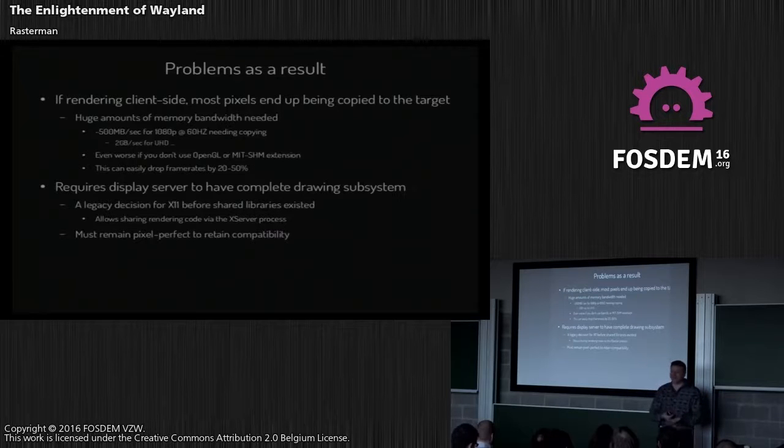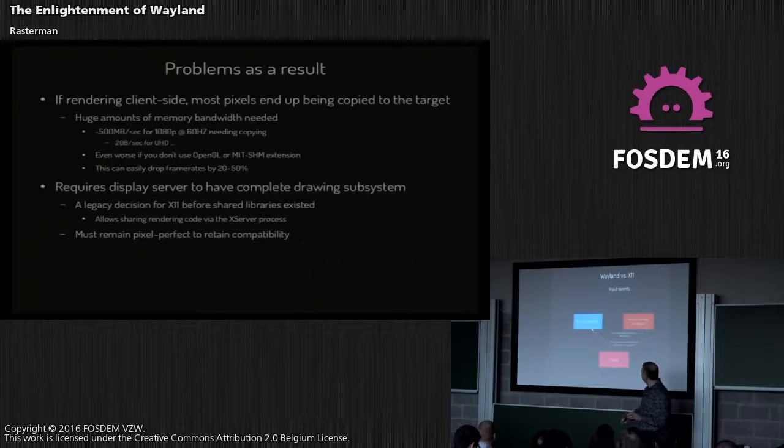One of the reasons X actually did this long ago was because we didn't have shared libraries. And if you had to have a whole bunch of rendering code, every app would need a copy of that in memory. If you had it in the X server, then everyone could share that same piece of code, because you couldn't use shared libraries at the time. But today, the reasons would be that it could possibly accelerate it, etc. But Wayland doesn't do this.